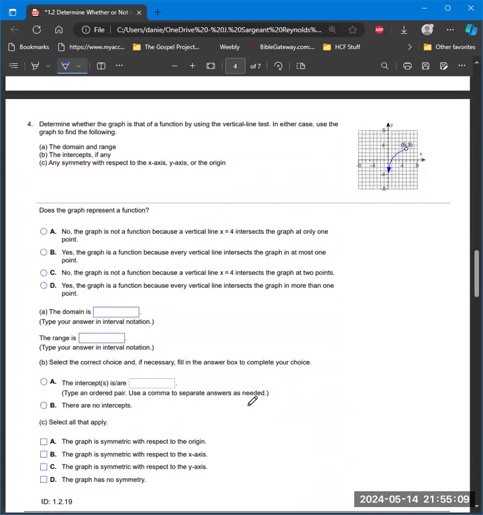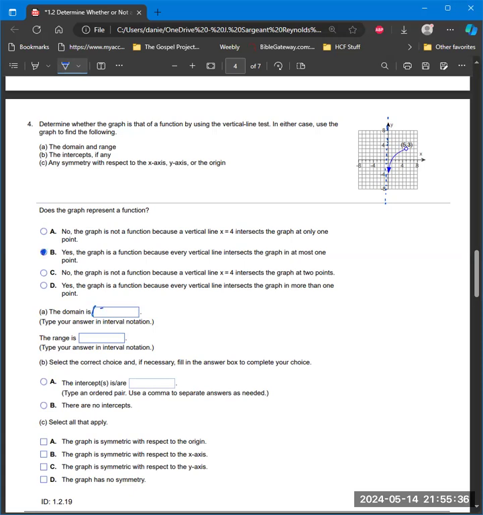Let's go ahead and look at number 4 now. Is this a function? It most certainly is. And they're showing asymptotic behavior here with that arrow, saying that it's going to get close to and approach, but not ever get to x equals 0 there. So yes, the graph is a function because every vertical line intersects the graph at most at one point.